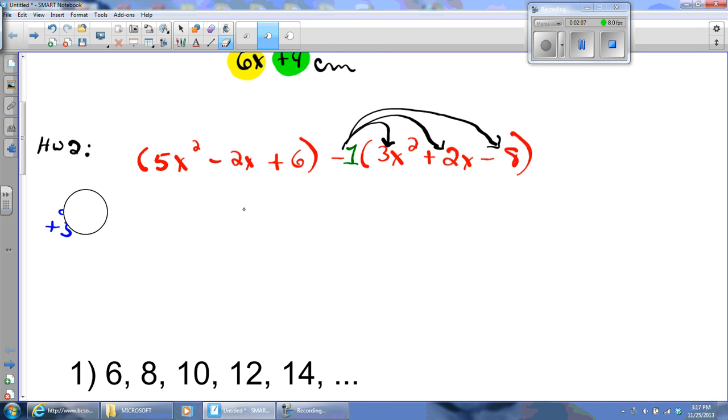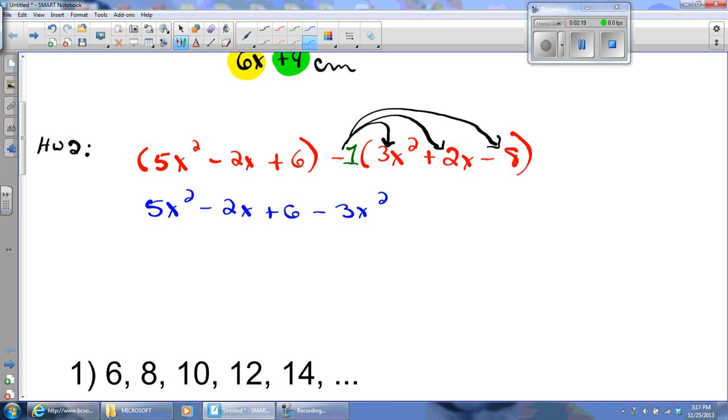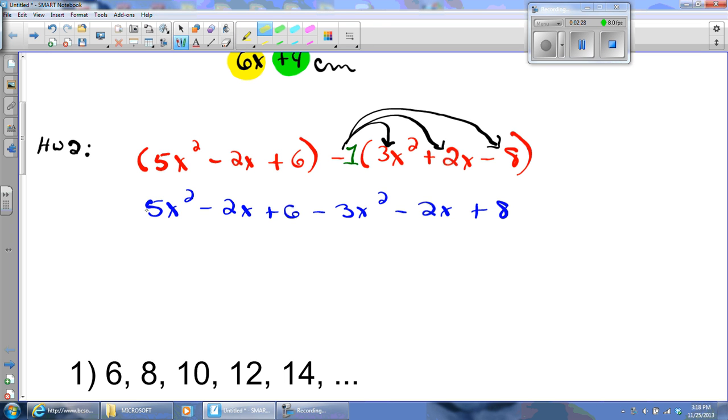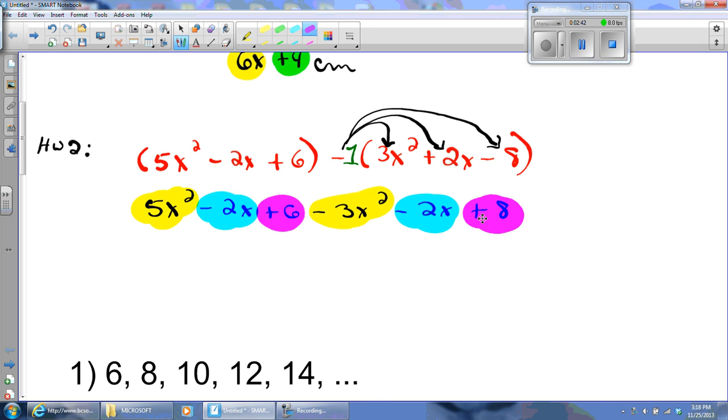I'll do it the way we've been doing it traditionally, which would be to do 5x squared minus 2x plus 6. And then after I distribute my negative 1, I get a negative 3x squared minus a 2x and a positive 8, right? So here we go. How many x squareds do I have? Well, I have 5 right there. And I have a negative 3. And plain old x's right there. And then my constants. There we go.